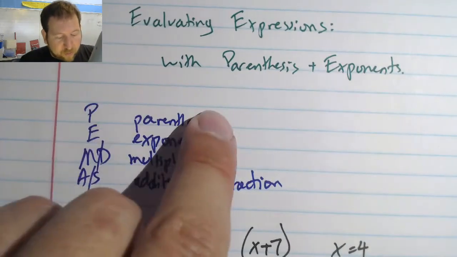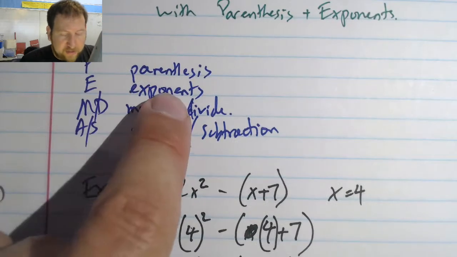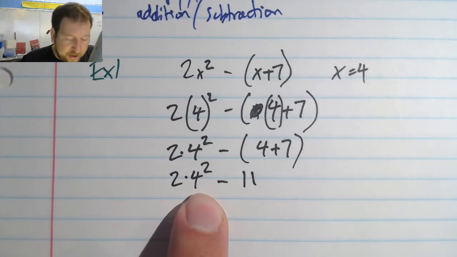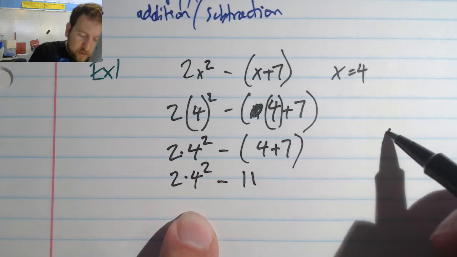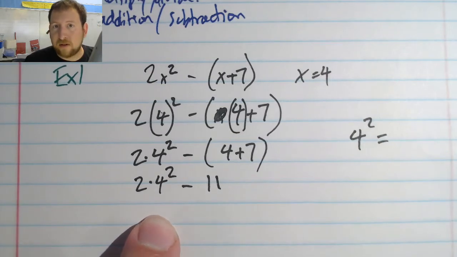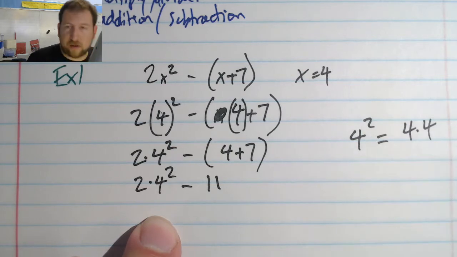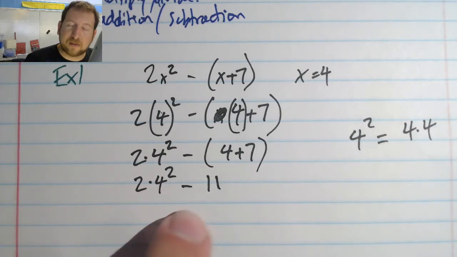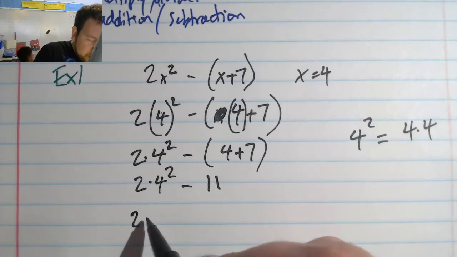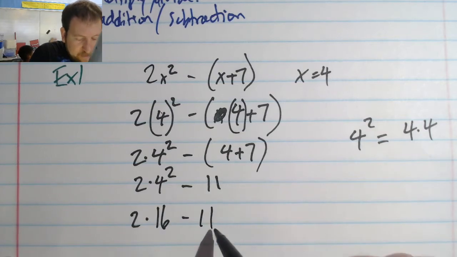Next. Okay, so parentheses. Do I have any more parentheses? No, I'm out of parentheses, so I'm good to go. Next, exponents. Okay, I do have an exponent, so I need to do that next. 4 squared. 4 squared, remember, is not 4 times 2, because if I wanted 4 times 2, I would just write 4 times 2. 4 squared is 4 times 4, because we multiply the base by itself that many times. We just learned that 3 sections ago. So, 2 times 4 times 4, 4 squared is 16, minus 11.